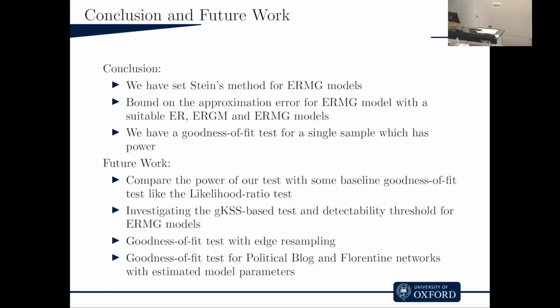Detectability threshold, as I said, is this: we have these communities, and there are two types of edge probabilities, one within the groups and one between two groups. When we do community detection, there is a bound: if the difference between the within and between probabilities is just below that bound, then the community detection algorithms can't actually detect the communities. So we are also working to see how we can use our test in that scenario.